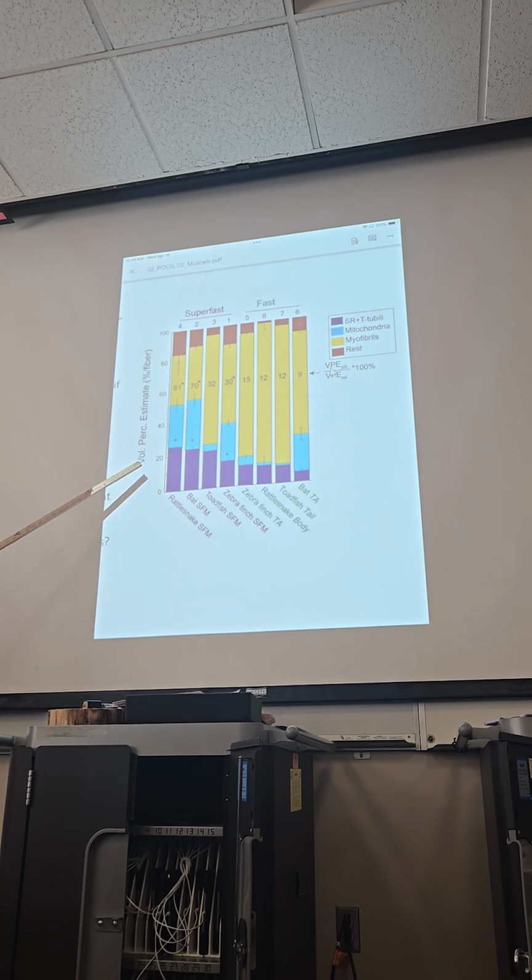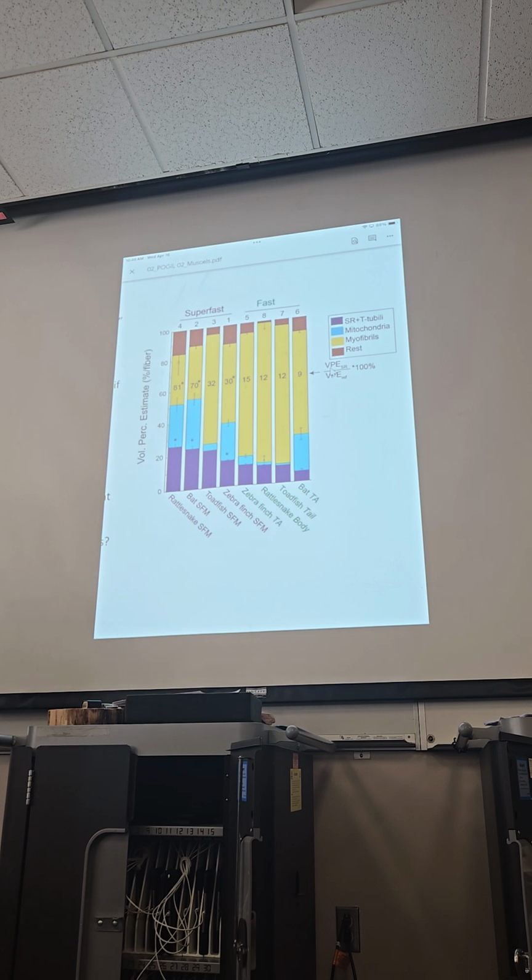How much SR do they have? A lot. Okay. How fast do we need to be able to release that calcium and reuptake it? Really fast. Release it fast, reuptake it really quickly. If you are a slow twitch muscle, do I need a lot of SR? No. But I need a lot of myofibrils.